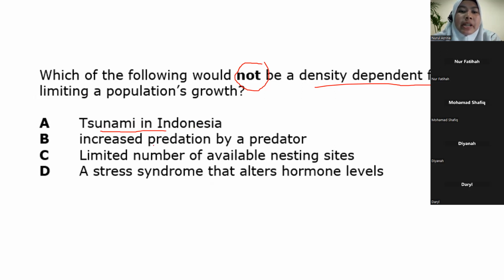Okay. Increase in predation, ni density dependent factor. Limit number of nesting sites ni referring to space or territoriality. Okay, right. Stress syndrome, this one under intrinsic factor. Yes, intrinsic factor. Okay, right, good.